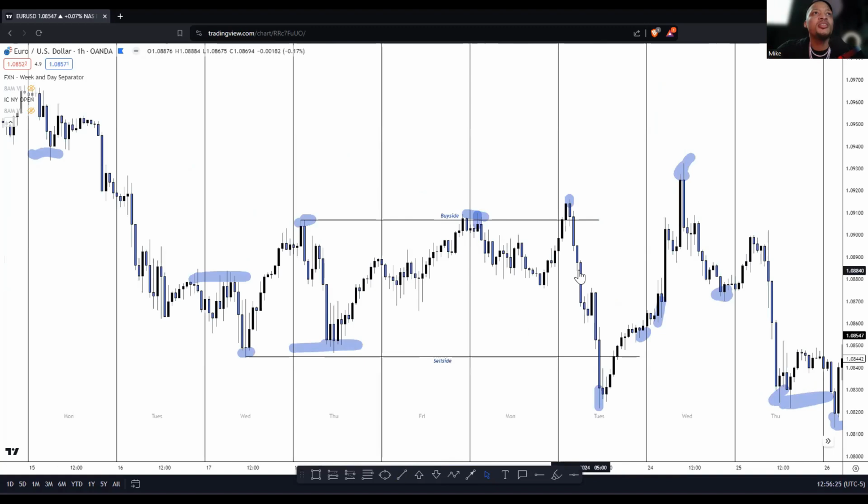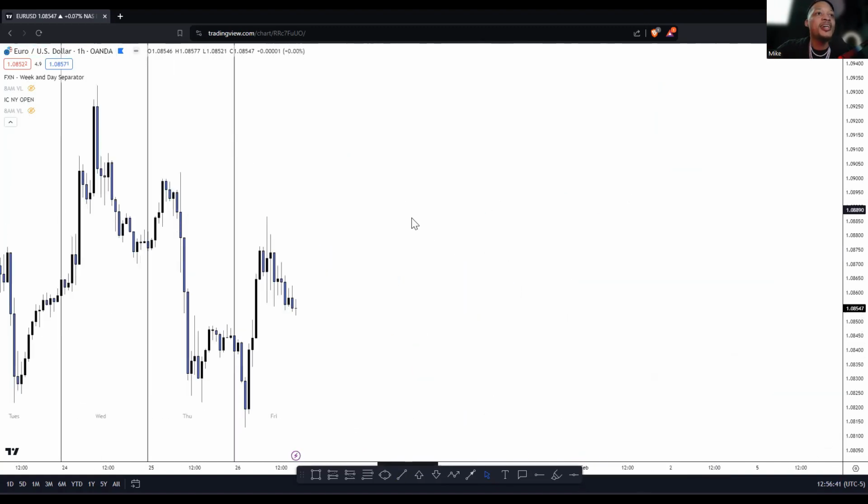So let me delete this stuff off the screen. Now that I got that removed off the screen, I want to show you this little diagram here, right? This diagram is structure. I always talk about structure, structure, structure. We like to combine these two things, right? So structure likes to go here. We make higher lows and higher highs.